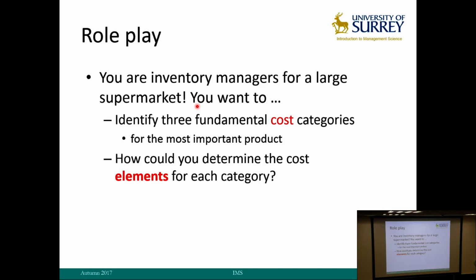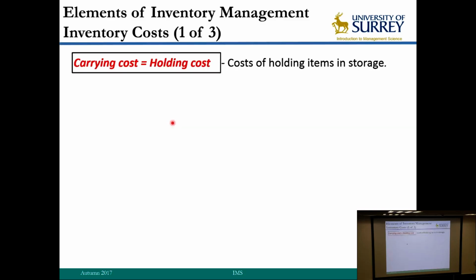Yes, that's just part of the inventories, but we have to consider additional costs beyond just the value of the products. So how many elements of inventory cost are there? Basically we have three major types. The first one we call carrying cost. Sometimes it's also called holding cost. Basically these have the same meaning. This is the cost of holding certain things in storage.